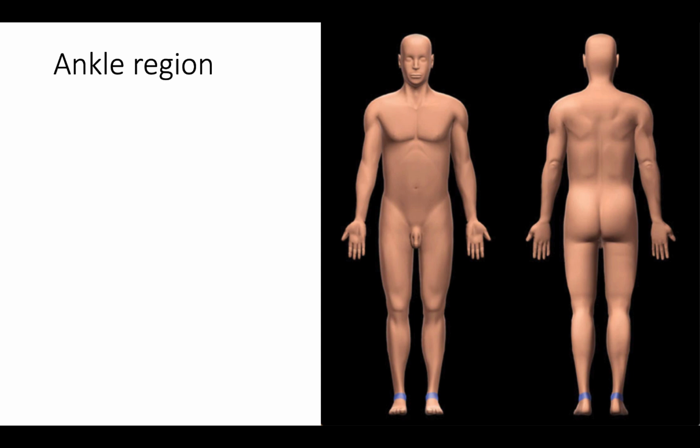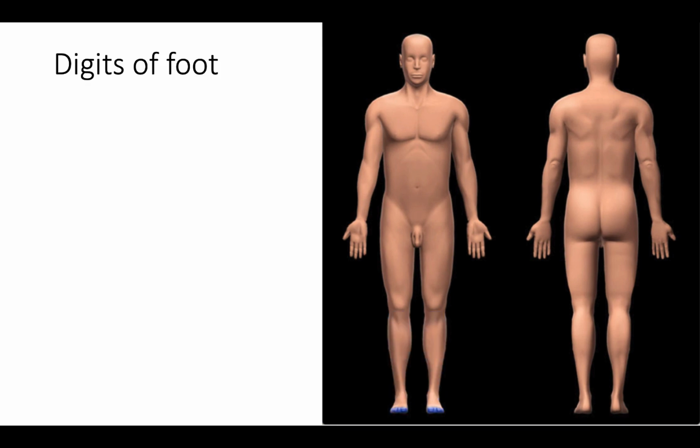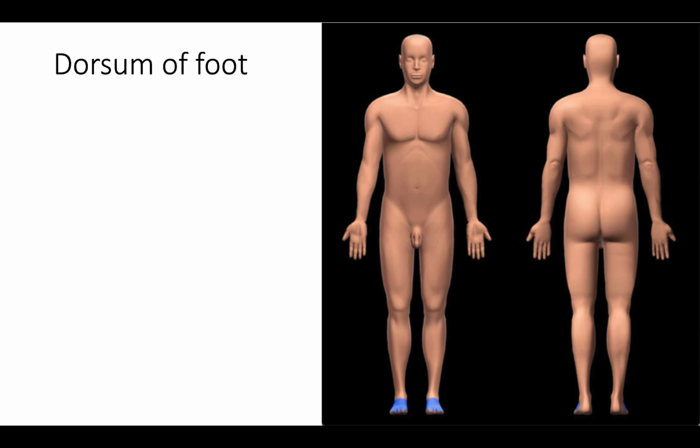The ankle region is the region between your leg and your foot. The anterior leg region is on the anterior side of the leg. So the leg is the lower portion between the knee and the ankle. The digits of the foot are the toes. The dorsum of the foot is on the top side of your foot.